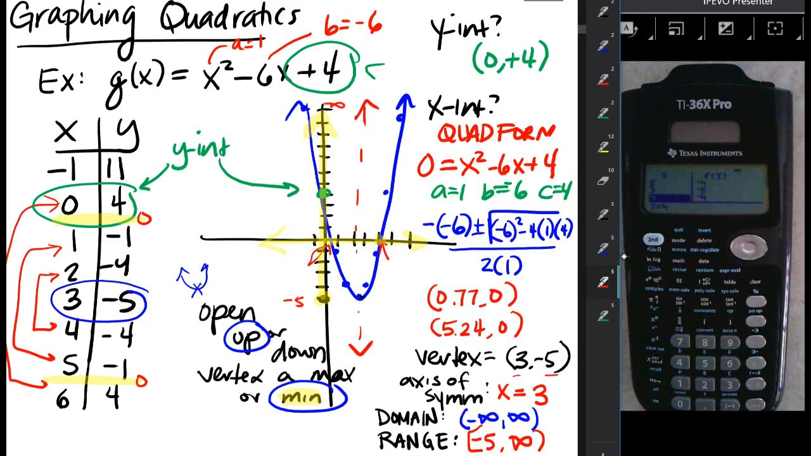Right, so that's all the bits and pieces that you're going to have to grab for graphing a quadratic. And yeah, that's it.